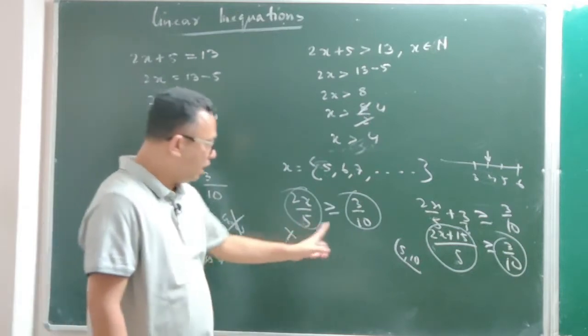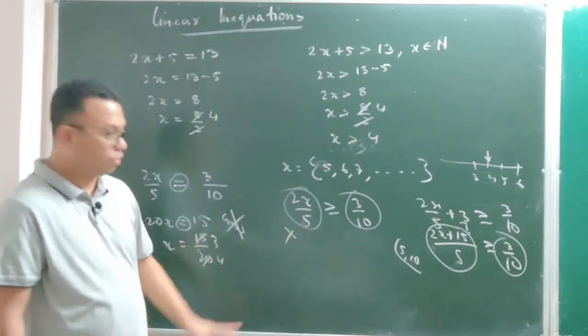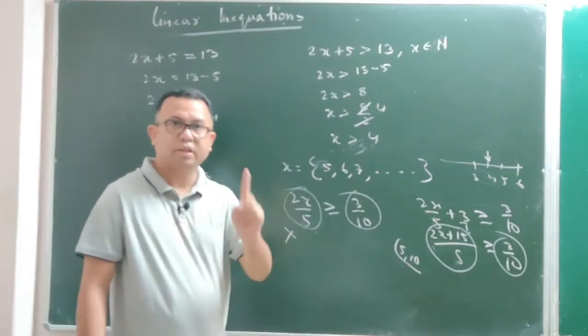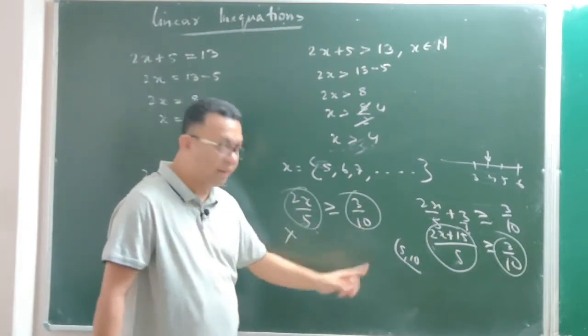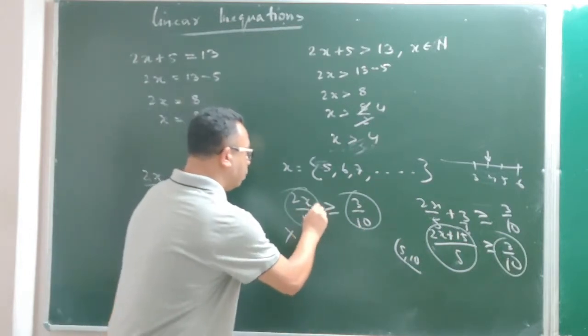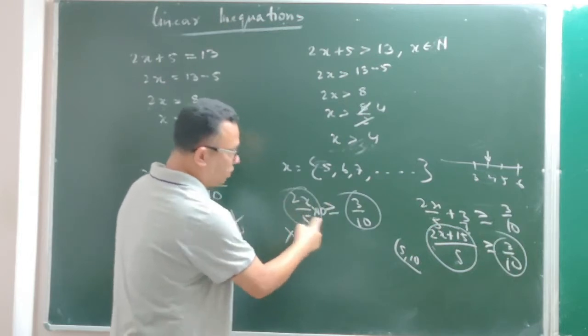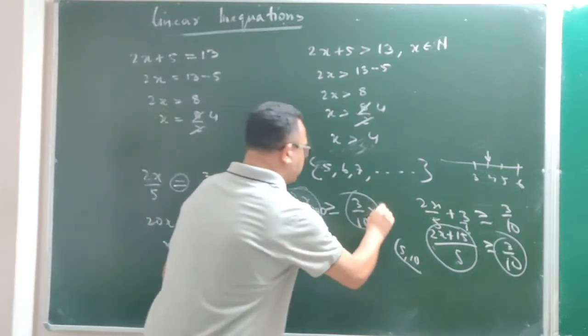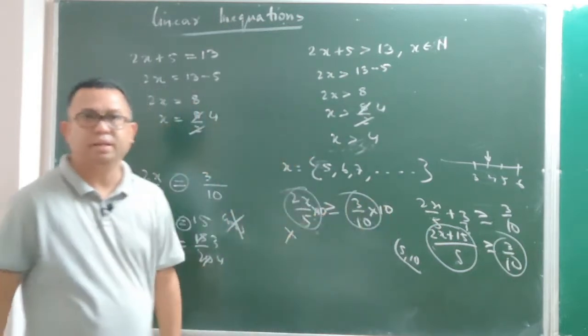So now I want to eliminate the fraction, because the fraction is creating a problem. So how to eliminate the fraction? What I said is the LCM. The LCM of 5 and 10 is 10. Multiply this fraction also by the LCM, and that fraction also. Now both sides you multiply by the LCM.